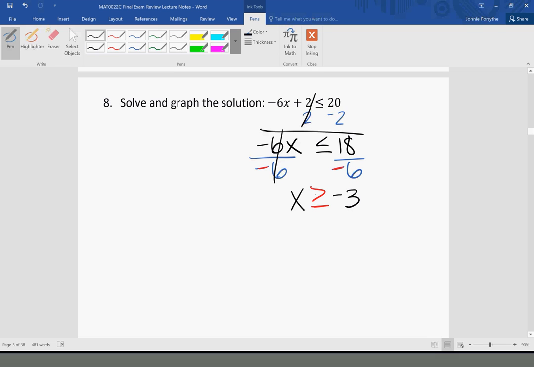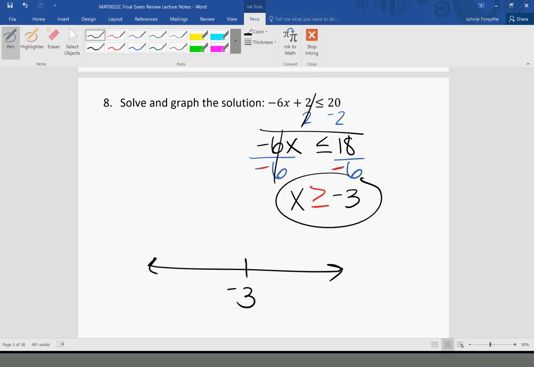This is the solution here. And now to graph it. I have a number line. I have one value of negative 3. All of the values greater than negative 3 are to the right. And it's greater than or equal to, so I'm going to use a closed circle. And this is going to be my graph of my solution.